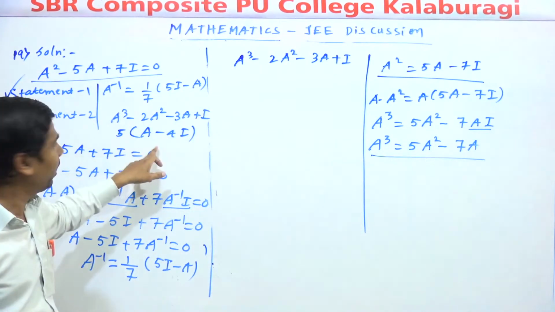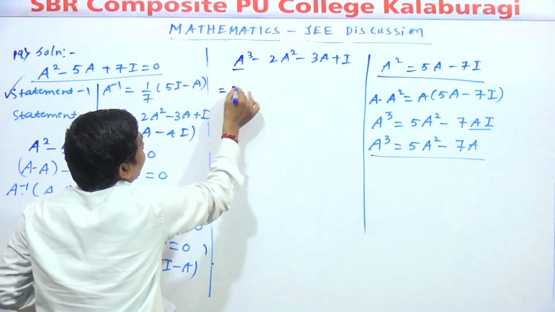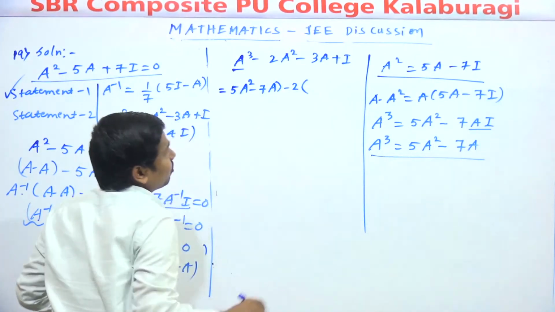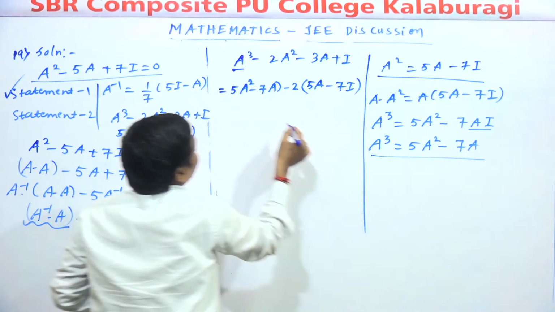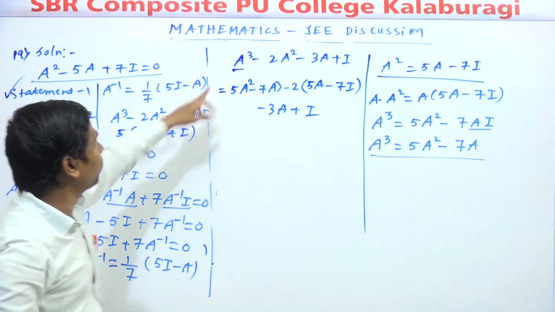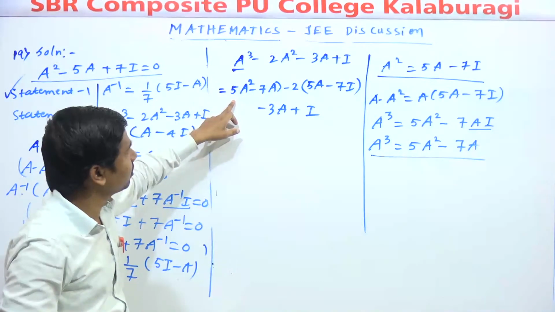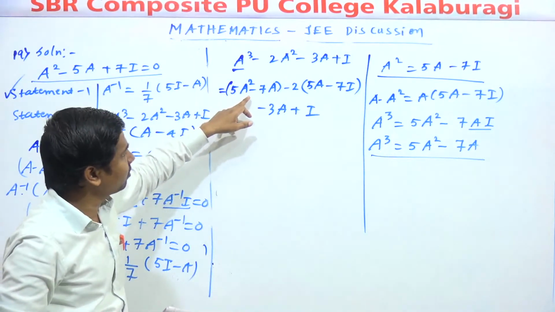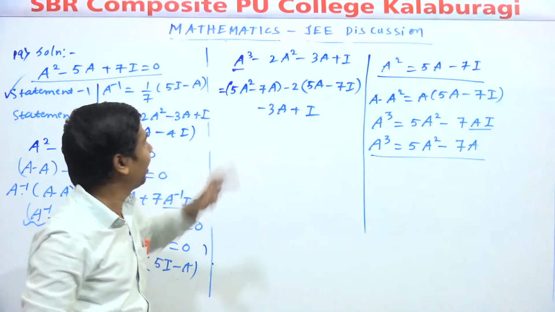This value is equal to what? 5 into a minus 4i, a cube. What is a cube? 5 into a square minus 7a, minus 2 into a square, what is a square? a square is 5a minus 7i, minus 3a plus i, right? So 5 into a cube, where a cube is 5a square minus 7a, minus 2 into 5a minus 7i, minus 3a plus i.